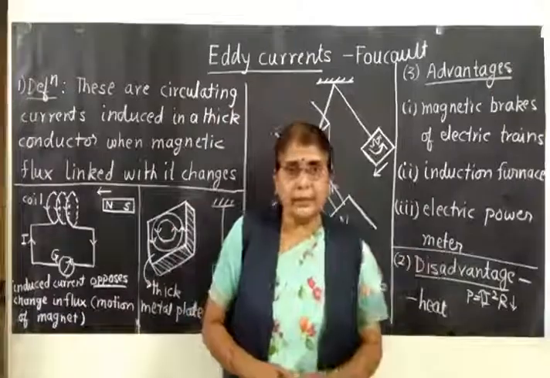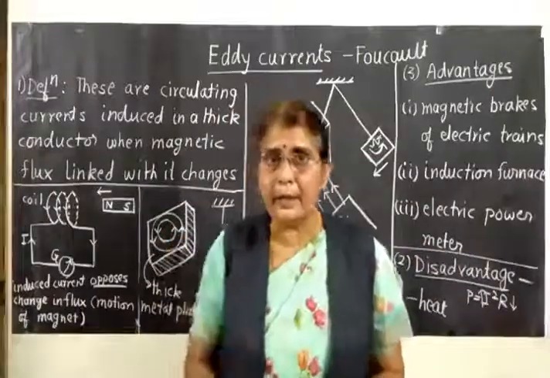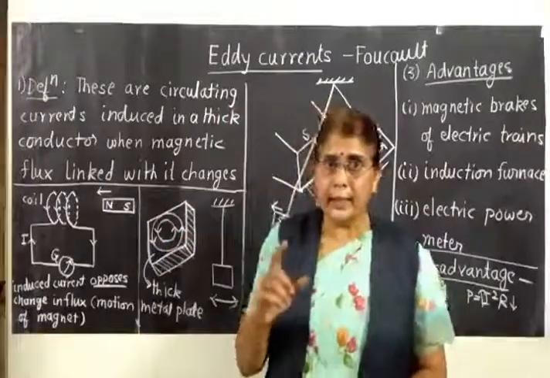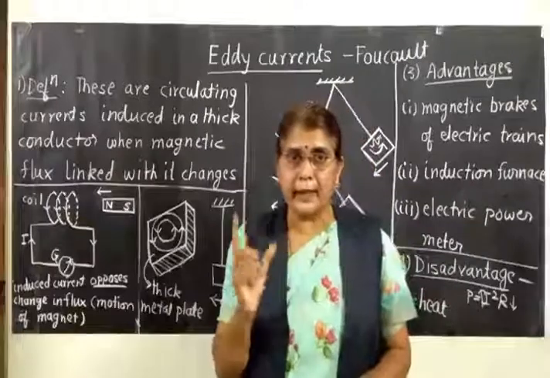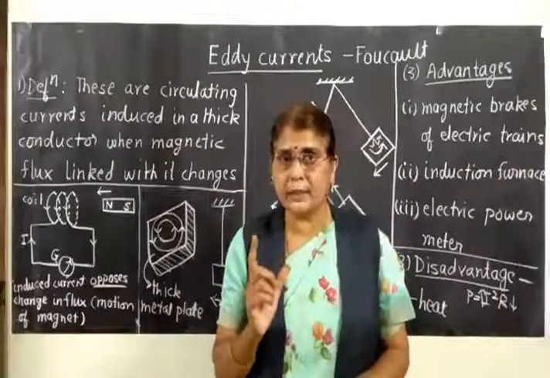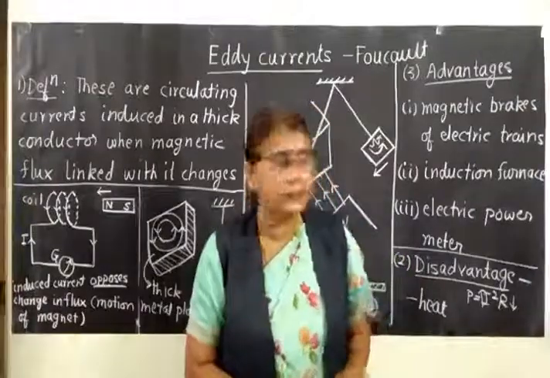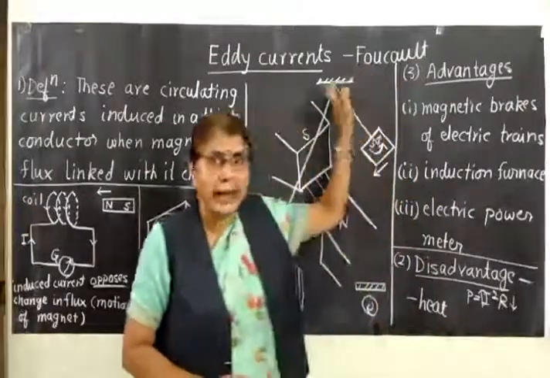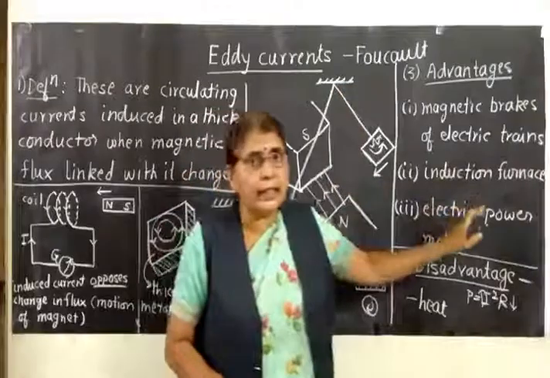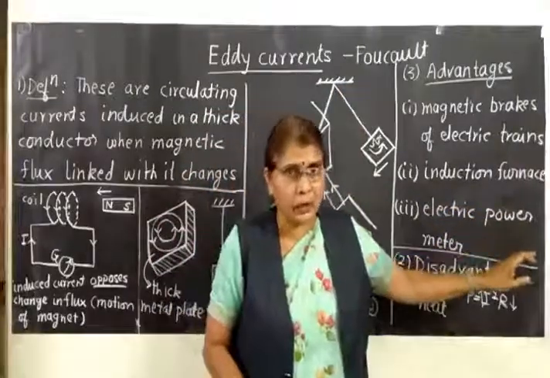Also, you must have seen the electric power meters in your house. In the electric power meter, there is a metal disc rotating at a constant speed. A shiny metal disc rotates. This metal disc rotates because of what currents? Because of the eddy currents. So they are used in electric power meters.